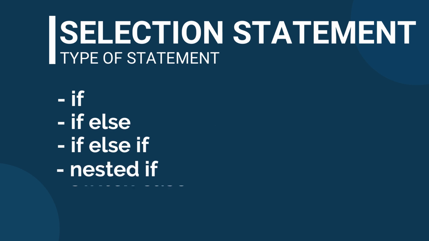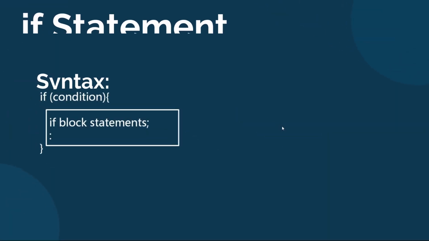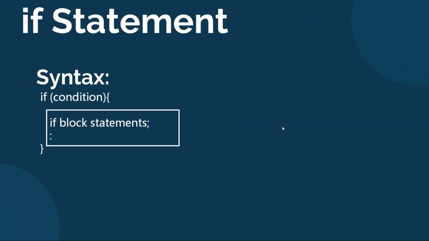In selection statements, we basically have 5 different types of statements: if, if else, else if, nested if, and switch case. Now let's have a look at the syntax of each and every statement. So the first statement is the if statement, and let's understand the syntax of the if statement with the help of a flowchart.